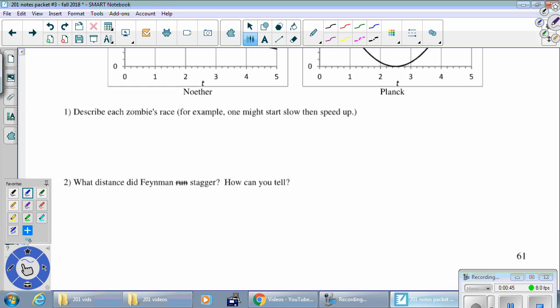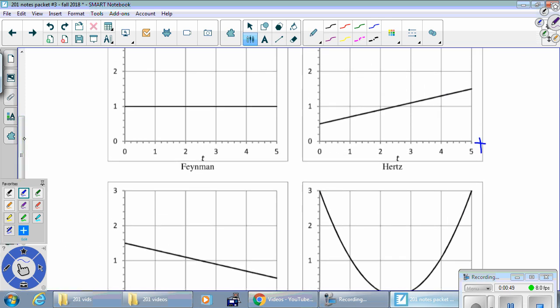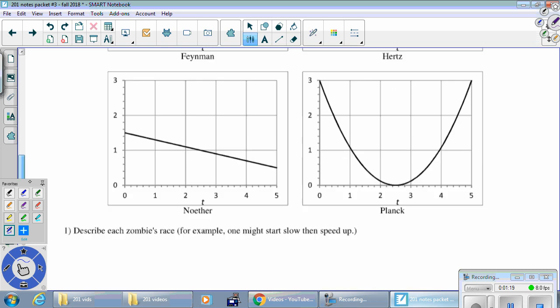Number one, describe each zombie's race. So we're just looking for English descriptions for how these folks raced. Feynman's velocity was constantly 1, and that means he was limping along at a constant speed of 1 mile per hour, no deviation in his speed. Hertz's velocity was lower in the beginning, maybe around a half, and then ended up higher, maybe around 1.5, and he was constantly going faster and faster. So he started slow and then sped up at a constant rate.